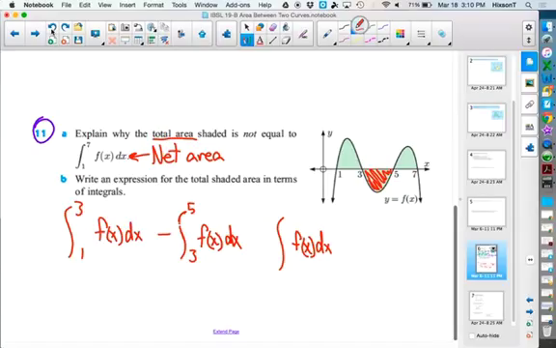Okay? And then we're going to add that last area from 5 to 7. Okay? So if we were finding this total area, we would have to break it up like this. Okay? Be careful to pay attention to what you are asked for.